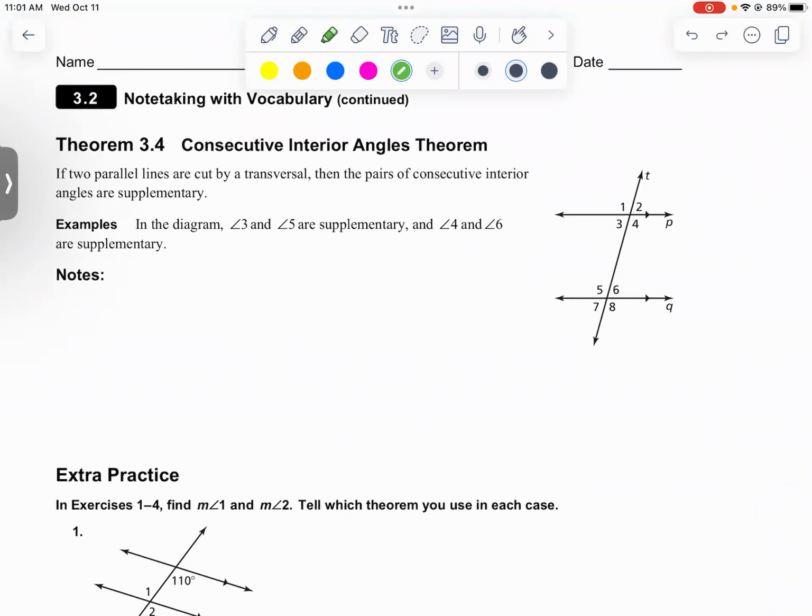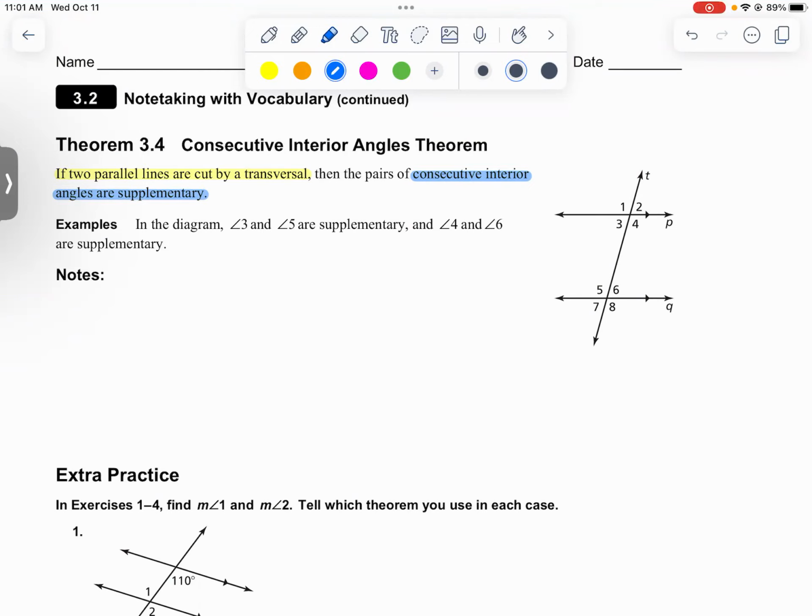The only one that's a little bit different is when we have two parallel lines cut by a transversal. What's going to be true about consecutive interior? Are they going to be the same? No, like 4 and 5 are the same. 3 and 6 are the same. What's going to be true about 3 and 5? They're going to be supplementary. Consecutive interior angles are going to be supplementary. Okay.